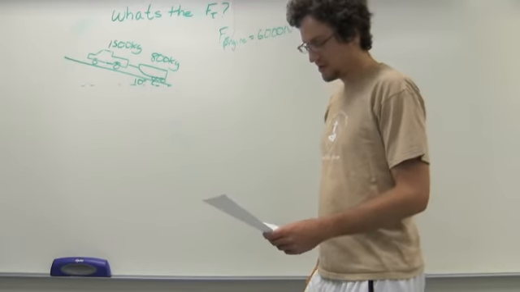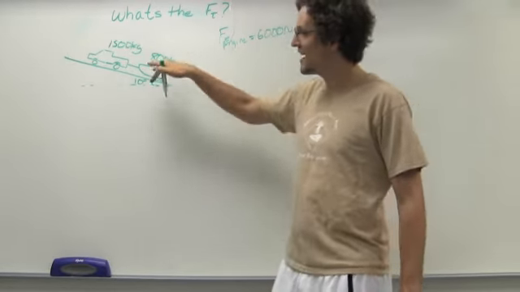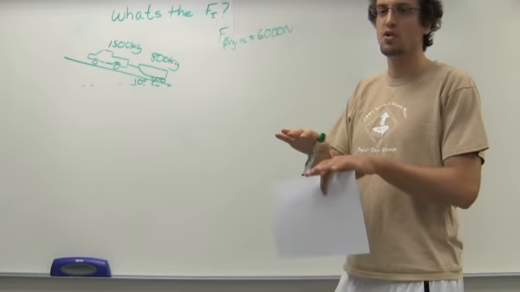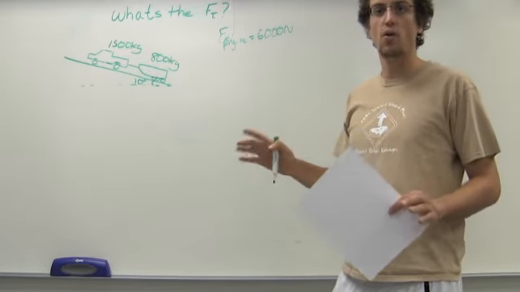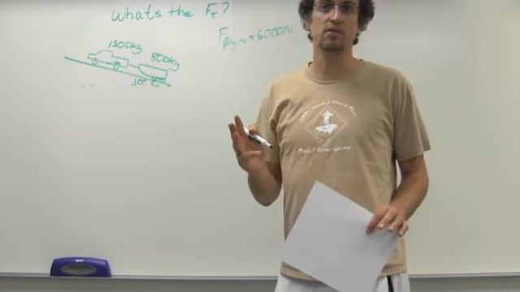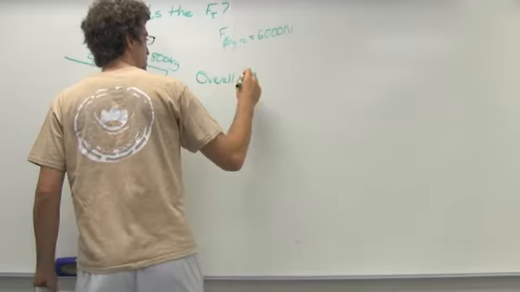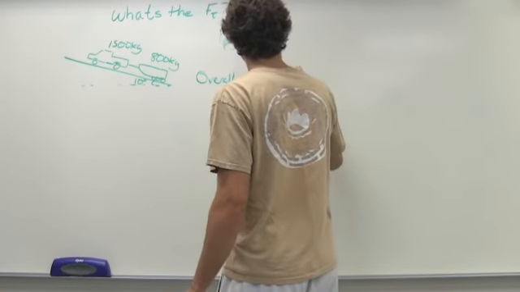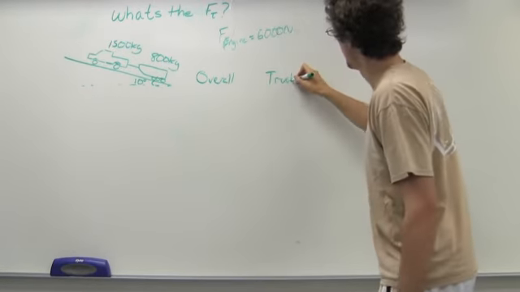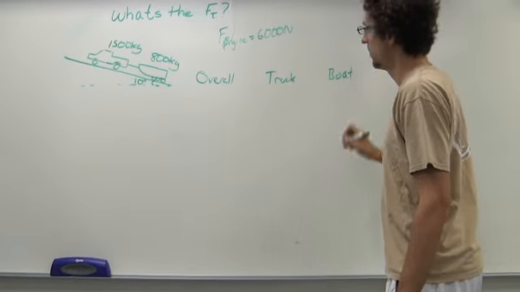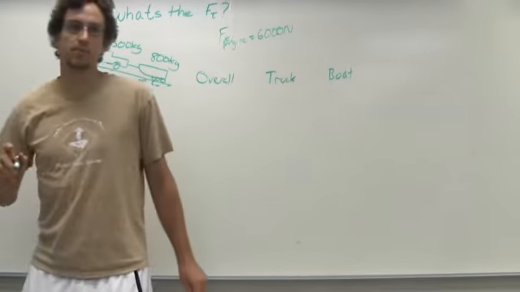In a case like this of connected objects, one of the key things is you can treat the whole thing as one thing, or you can break it up into parts. So we're actually going to solve three problems. We've got overall, we've got the truck, and we have the boat. Now for overall it's pretty simple.